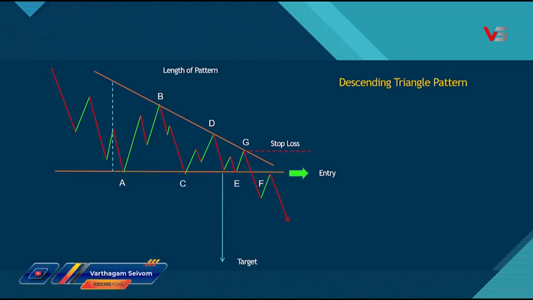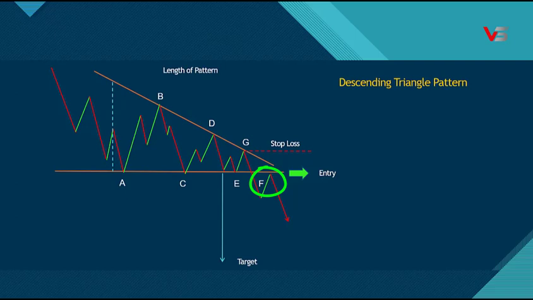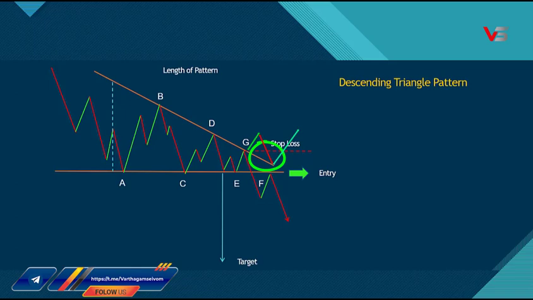If condition number 1 is satisfied, the breakout will happen on the downside only, which means there is an 80% chance for a downside breakout. Also there is a 20% chance for an upside breakout. Then next, when should we enter the market?